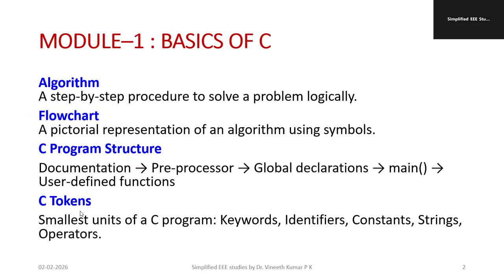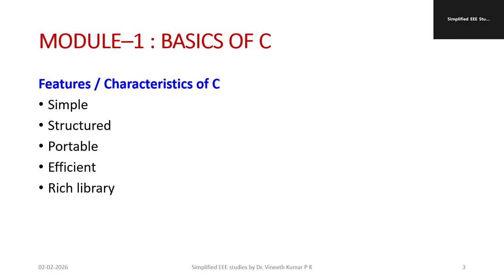Then another question is, what is a C token? The smallest unit of C programming is known as a C token, which includes keywords, identifiers, constants, strings, and operators. So that's all about C tokens. Try to elaborate what is a keyword. For example, int, float, all are called keywords. So what is an identifier? What is a constant? Like that, you can explain very briefly.